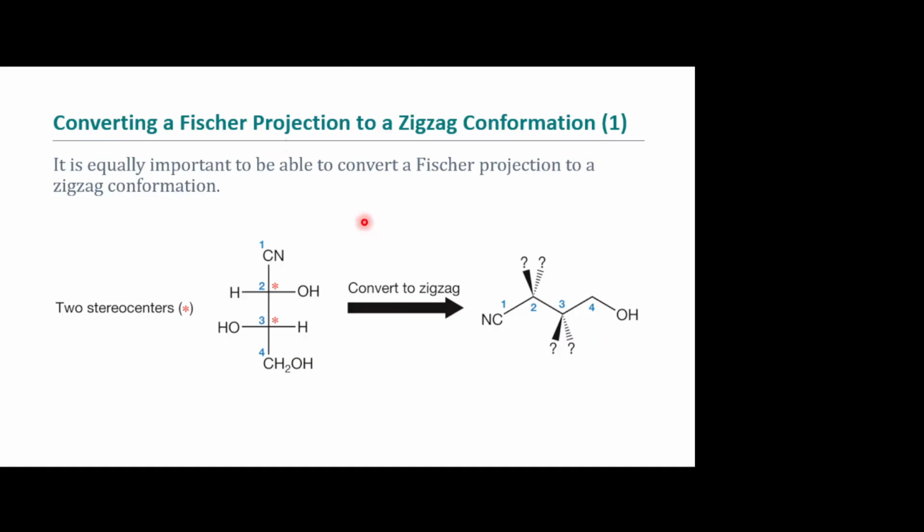Okay. Now, when we have Fischer projections, we can actually flip these back and turn them back into zigzag structures. Okay? It's just the same rules, but in reverse now. Right? And so this would be our stereocenters again. This is 1, 2, 3, 4, and we have our stereocenters. Okay. The first thing we need to do is make our backbone. You're always going to want to write this so that your high priority group right here ends up falling over to the left because English goes from left to right.